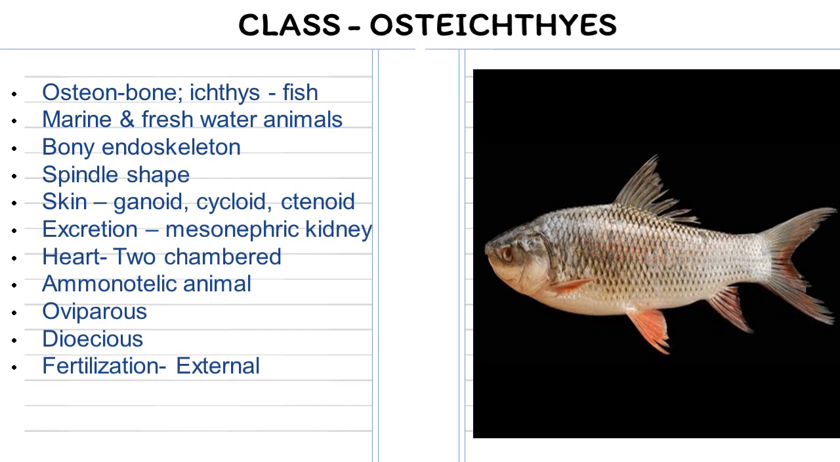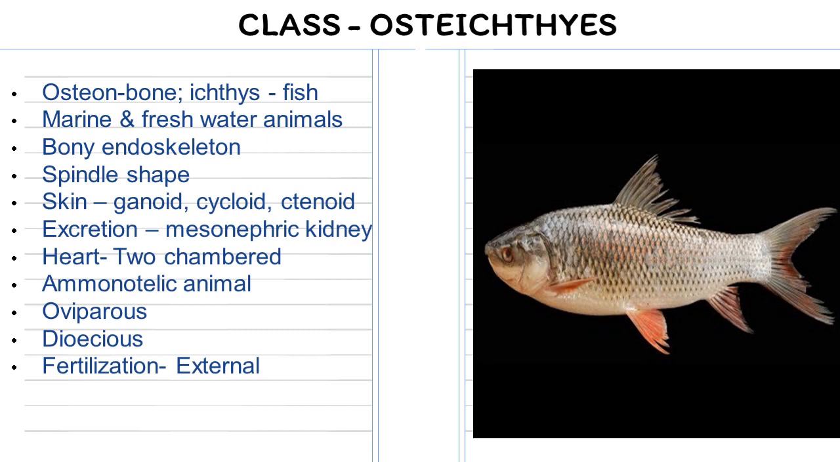The body shape is spindle shape. This also consists of a few varieties of scales. The names of the scales are ganoid scales, cycloid scales, ctenoid scales. These are a few varieties of the scales found in osteichthyes. Then excretion is by mesonephric kidney. It's a primitive type of kidney, we can say, right? And the heart is a two-chambered heart.